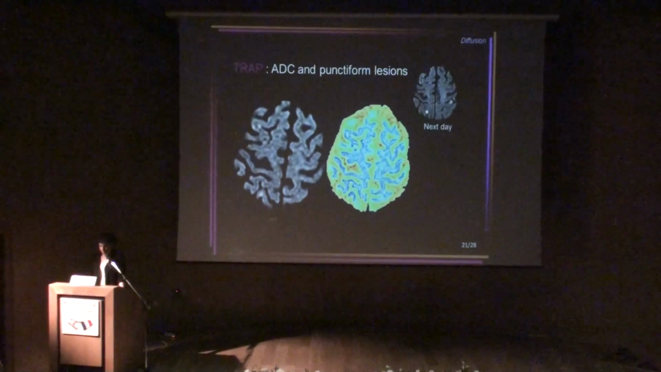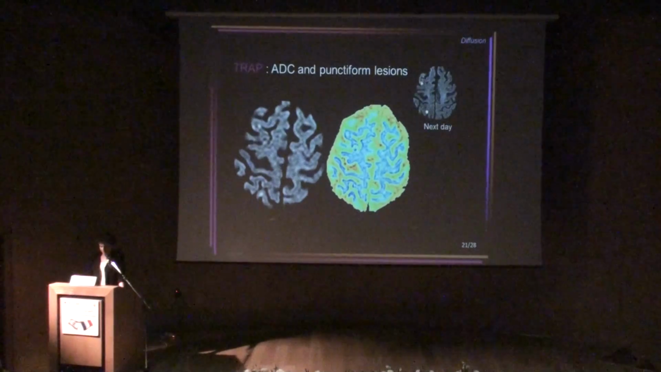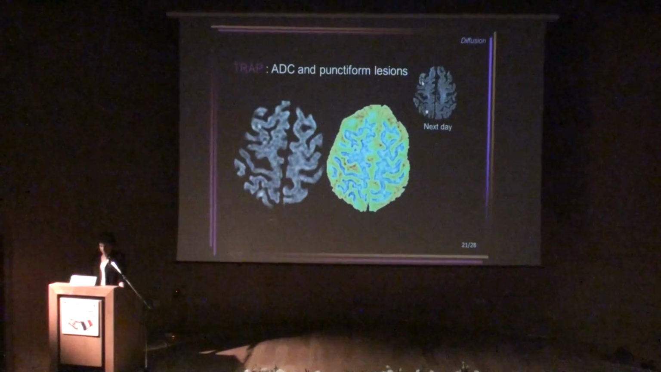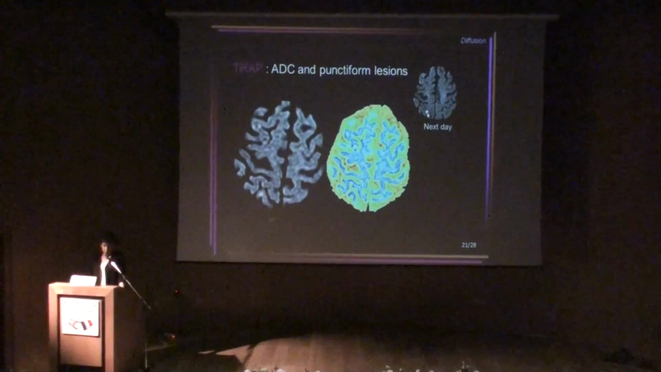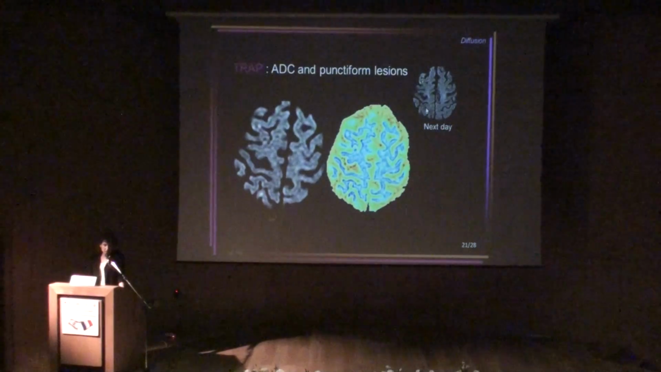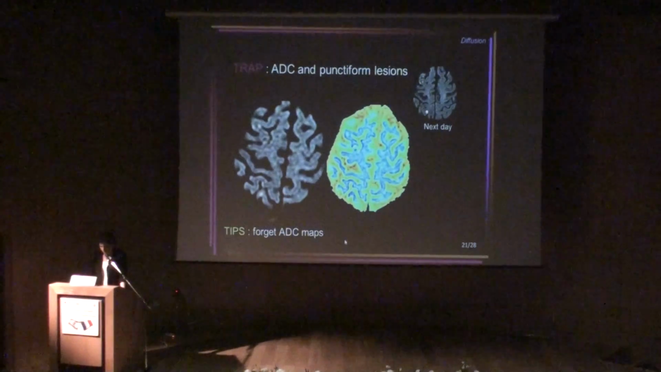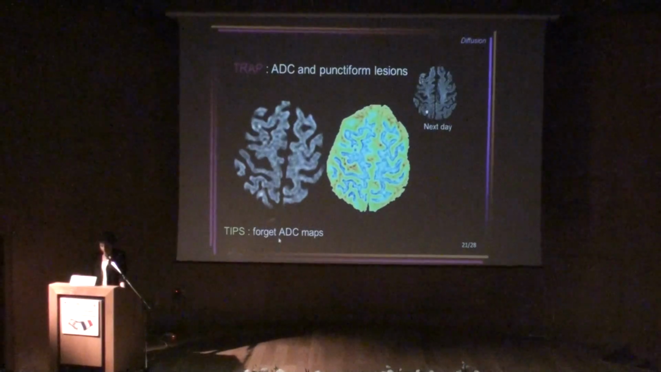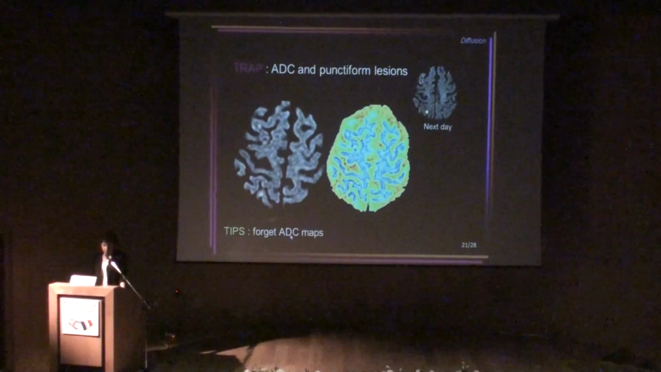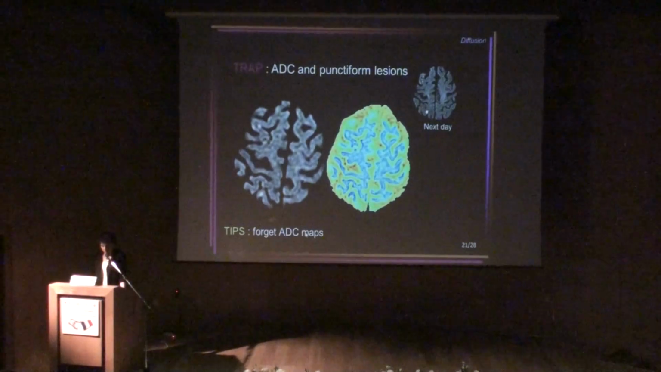And here are the images acquired the next day that confirm that the lesions are still there, and there is another one included inside, so it's an ischemic stroke. So the tip here is: forget looking at the ADC map when the lesions are too small.